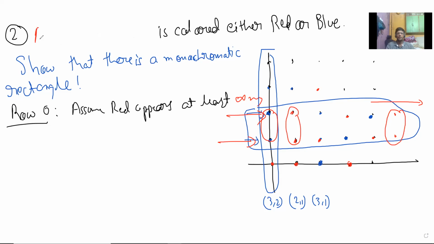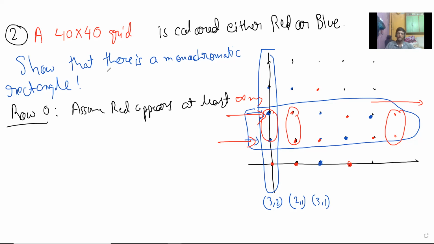So I myself don't know the exact number which will be needed to always guarantee a monochromatic rectangle. I could find it, but it would take some time. So let me not think now. I'll just give you a number which I know will work, a kind of big enough number. So if I give you a 40 by 40 grid and it is colored with red or blue, then you find a monochromatic rectangle in that.